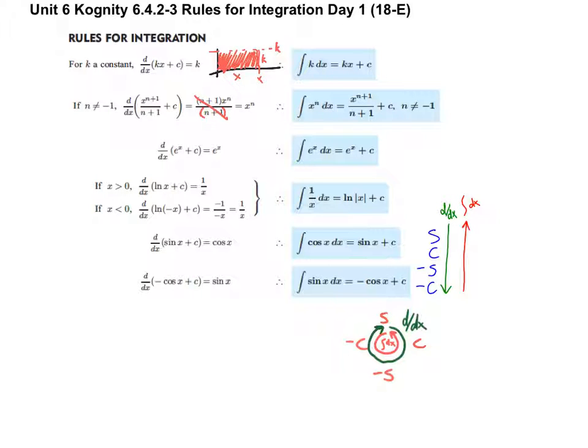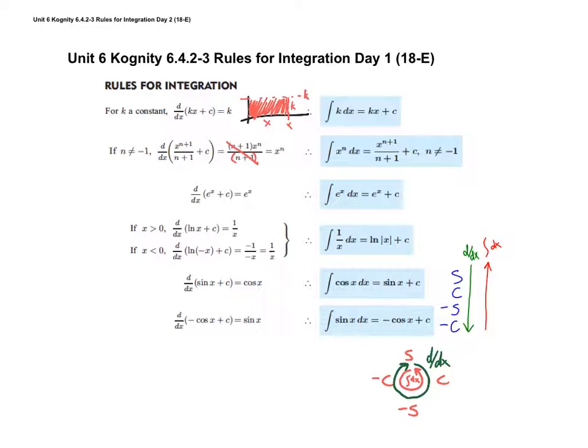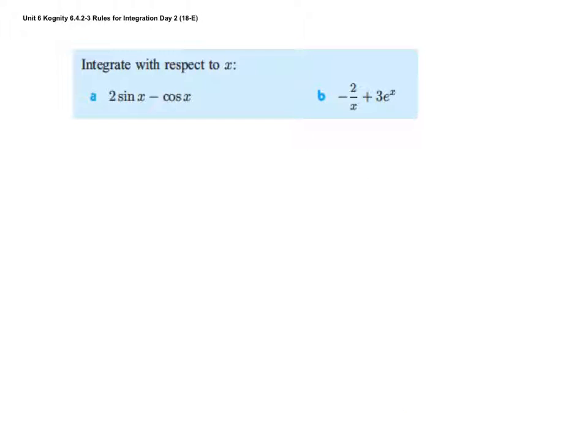Going around clockwise is the derivative. Counterclockwise would be the integral. Okay? So sine, cosine, negative sine, negative cosine. So let's work through a few examples here using these rules, okay?